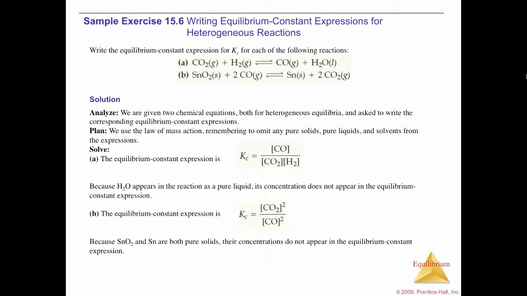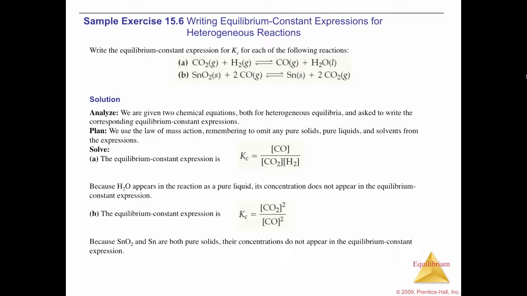Sample exercise 15.6, writing equilibrium constant expressions for heterogeneous reactions. Write the equilibrium constant expression for Kc for each of the following reactions. Okay, we're given two chemical equations, both for heterogeneous equilibria, and asked to write the corresponding equilibrium constant expressions. We use the law of mass action, remembering to omit any pure solids, pure liquids, and solvents from the expression.